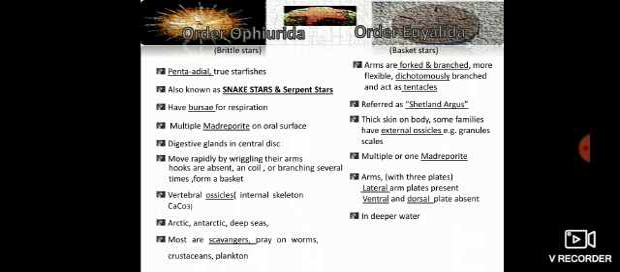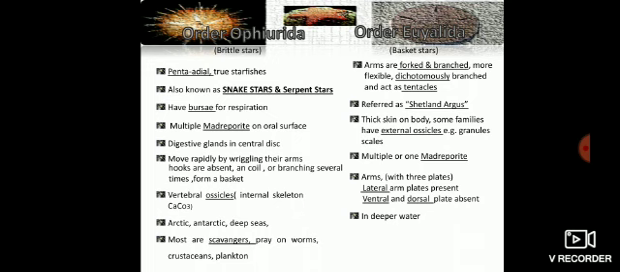These members or brittle stars are mostly found in the Arctic, Antarctic, and deep seas. Most of the brittle stars of the order Ophiurida prey on worms, crustaceans, and plankton, and these all are scavengers.